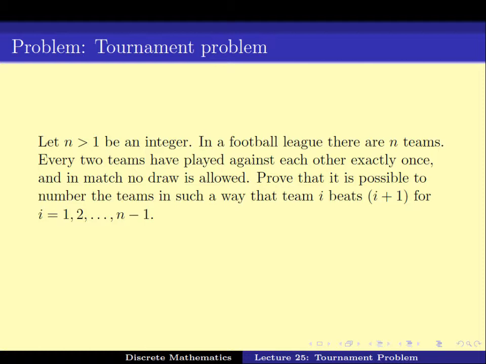Prove that it is possible to number the teams in such a way that team i defeats team i plus 1. That means team 1 defeats team 2, team 2 defeats team 3, team 3 defeats team 4 and so on. In the last video lecture, we saw how to model this problem as a graph. So as a quick recap, let's go over it once.